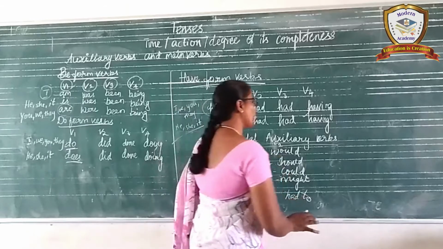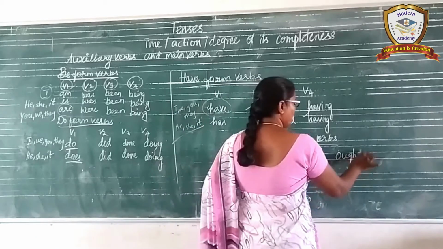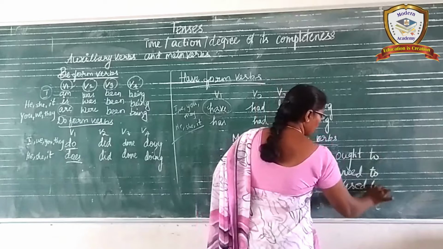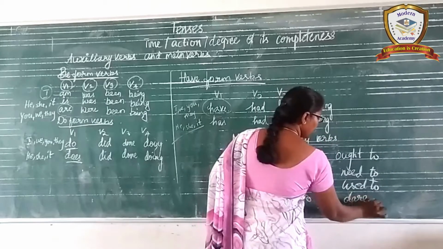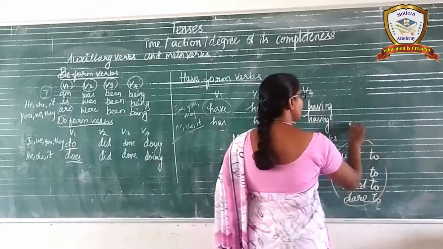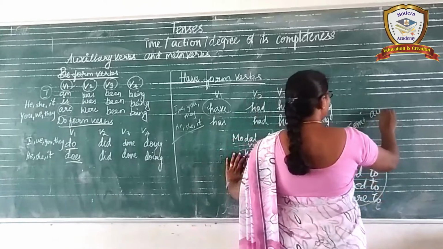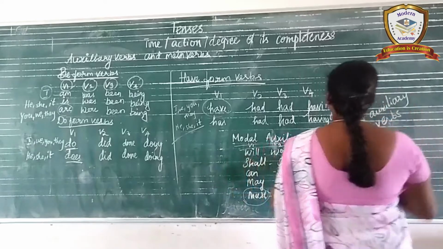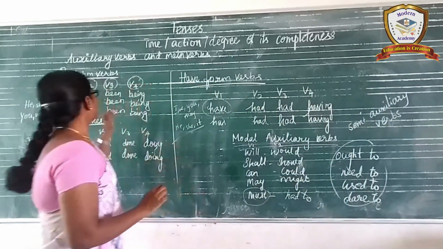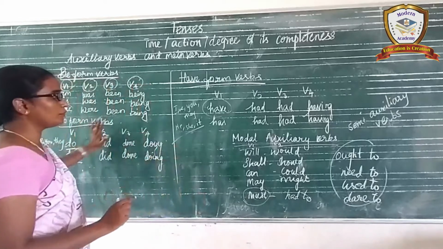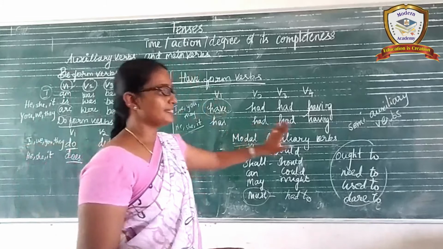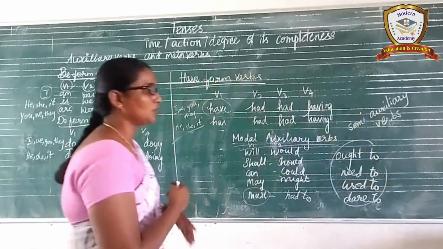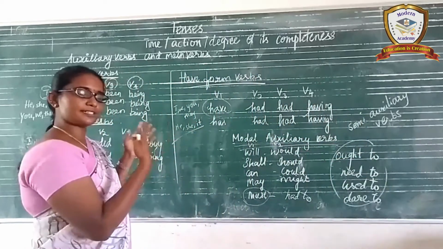And then semi-modal. Semi-modals are ought to, need to, used to. They are semi-modal auxiliary verbs. Understand? These are auxiliary verbs: present tense be form verbs, do form verbs, have form verbs, modal auxiliary verbs, and semi-modal auxiliary verbs. Sometimes they are also called quasi-modal verbs.